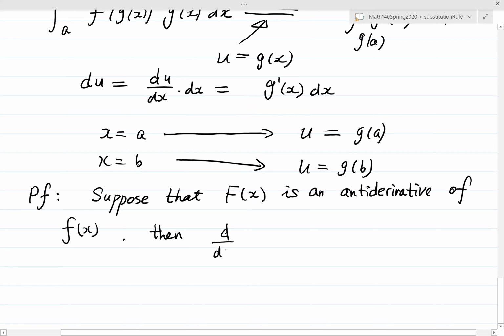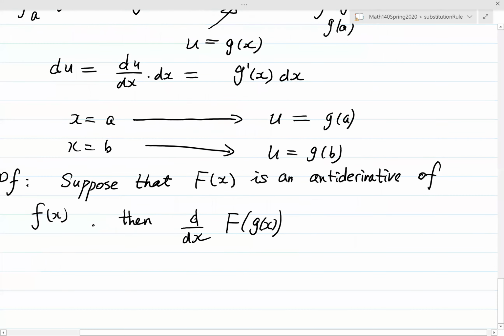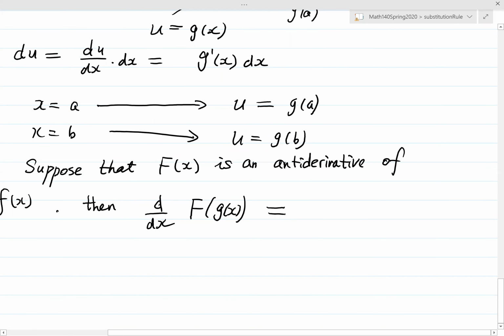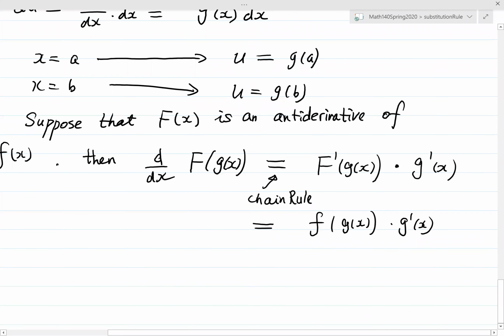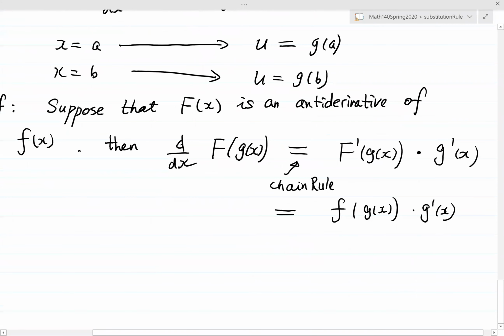Then we have this function, capital F at g(x), and its derivative. By the chain rule, the outer function is capital F, so this will be capital F derivative at g, multiplied by the inner derivative, g prime. Okay, so we apply the chain rule. Now capital F prime is little f, so this is little f of g(x) times g prime of x. So we already found the antiderivative of our integral.